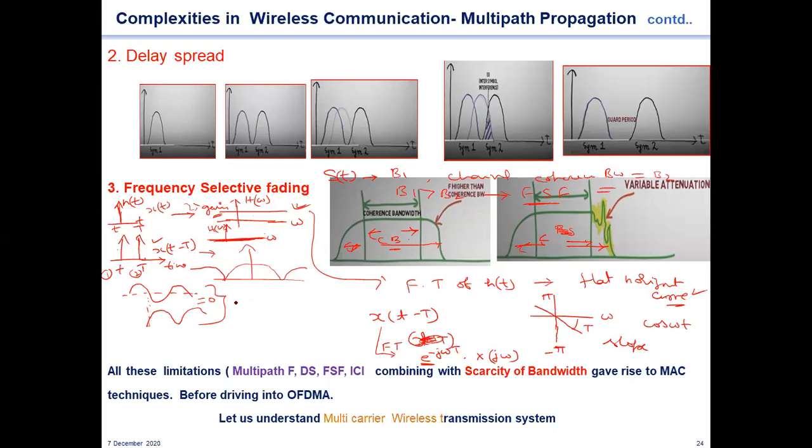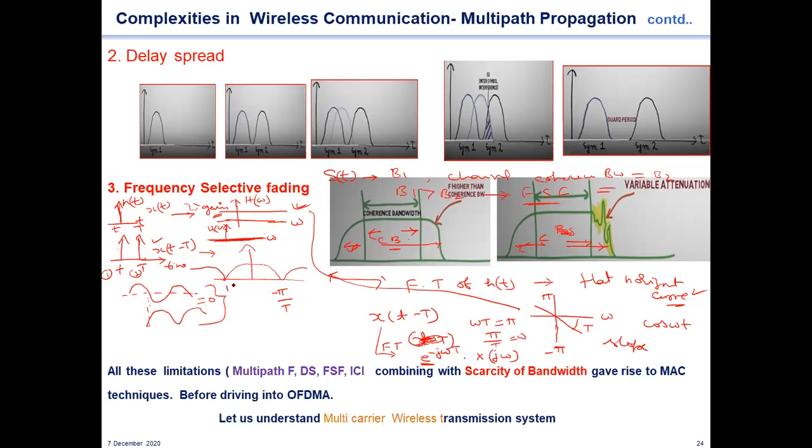Deep fade. So if you see here, what is this value? This corresponds to this one. So this is minus pi by 2, because my omega t equals pi. So t equals pi by omega. Okay, this is minus pi by 2.